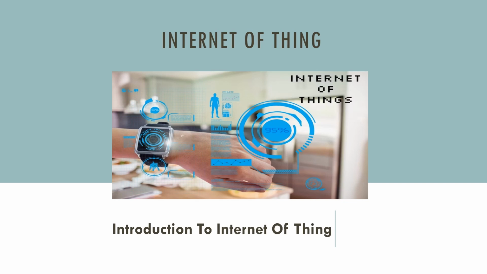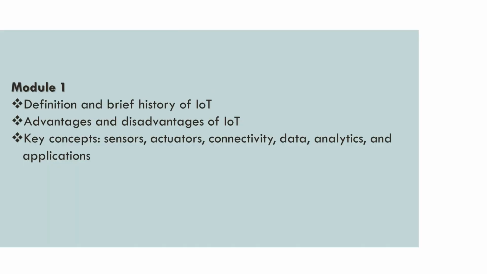Hello. Today we are going to start a new course, which is Internet of Things, and we are going to learn Introduction to Internet of Things. In Module 1 we have these topics: definition and brief history of IoT, advantages and disadvantages of IoT, key concepts, sensors, actuators, connectivity, data, analytics, and applications.